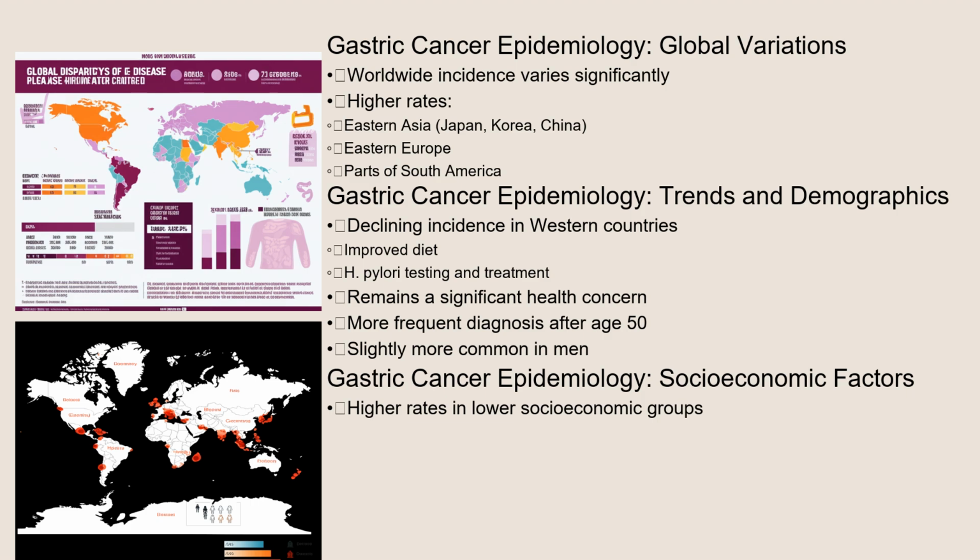In the United States and other Western countries, the incidence of gastric cancer has been declining over the past few decades, likely due to improved dietary habits and widespread H. pylori testing and treatment. However, even with the decline, it remains a significant health concern. The disease tends to be diagnosed more frequently in older adults, typically after the age of 50, and is slightly more common in men than in women. Socioeconomic factors also play a role, with higher rates observed in lower socioeconomic groups.